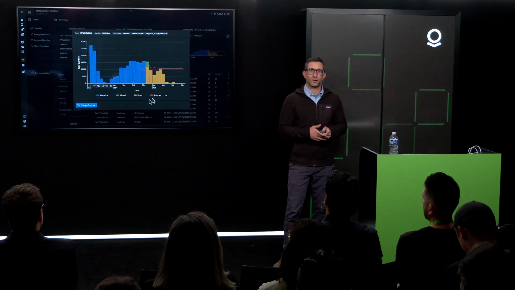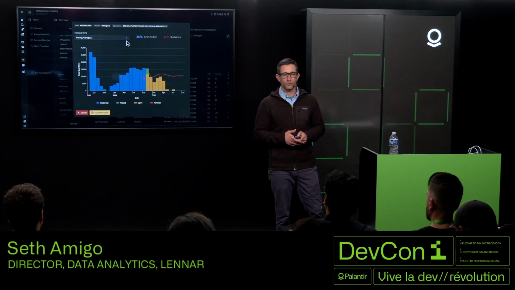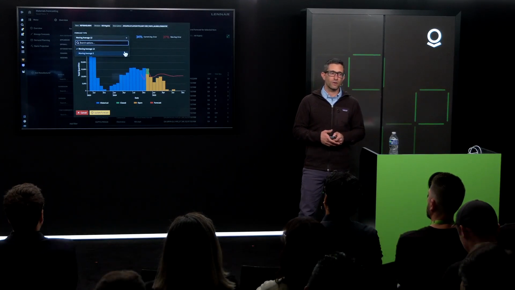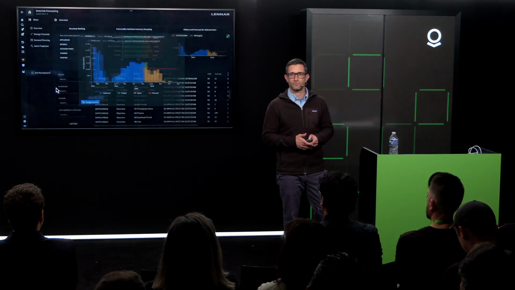Beyond that, we allow users with on-the-ground knowledge to override forecasts. So if a user knows a price is changing, or a material is no longer available, they can go ahead and make those updates, and that goes directly back to the ontology.